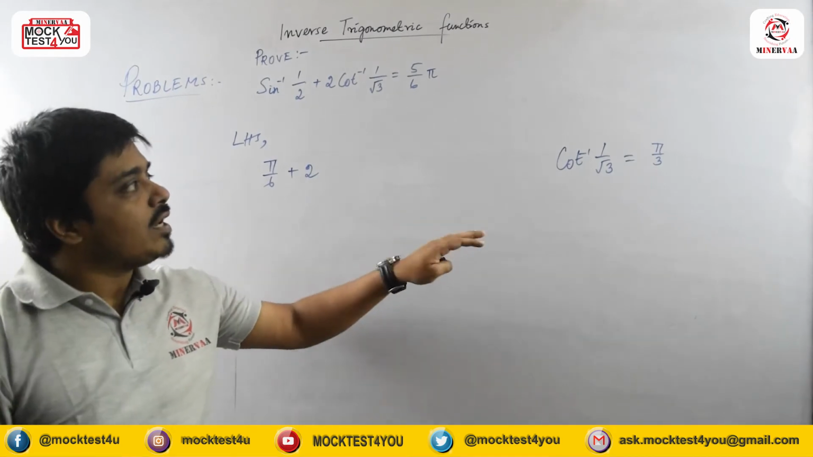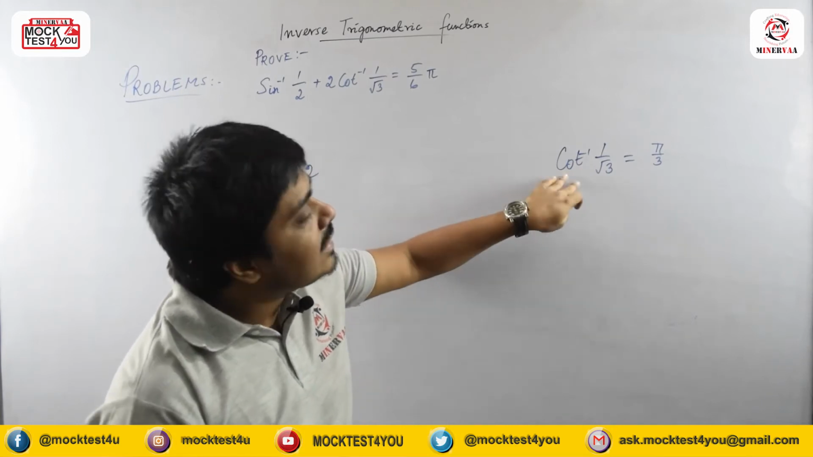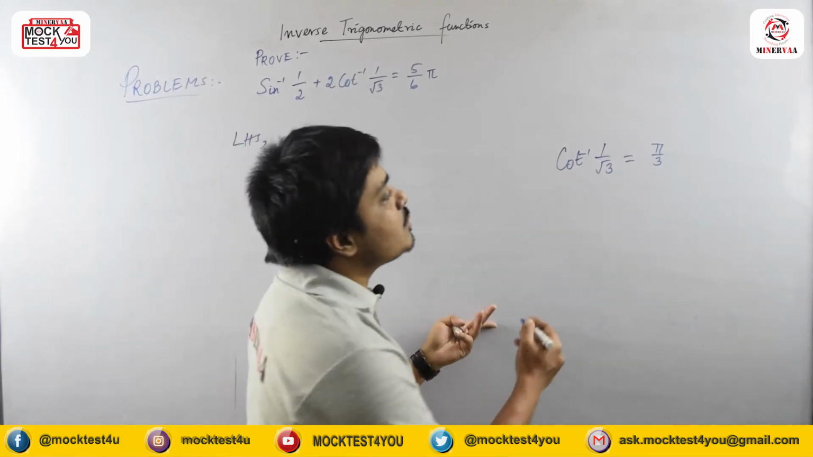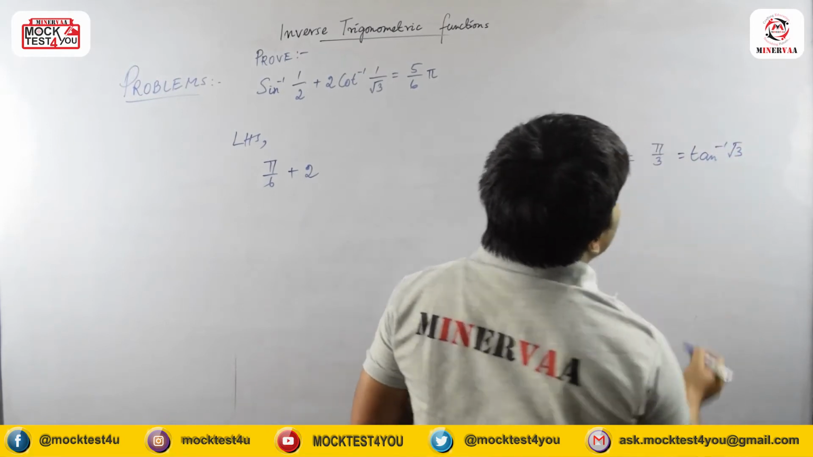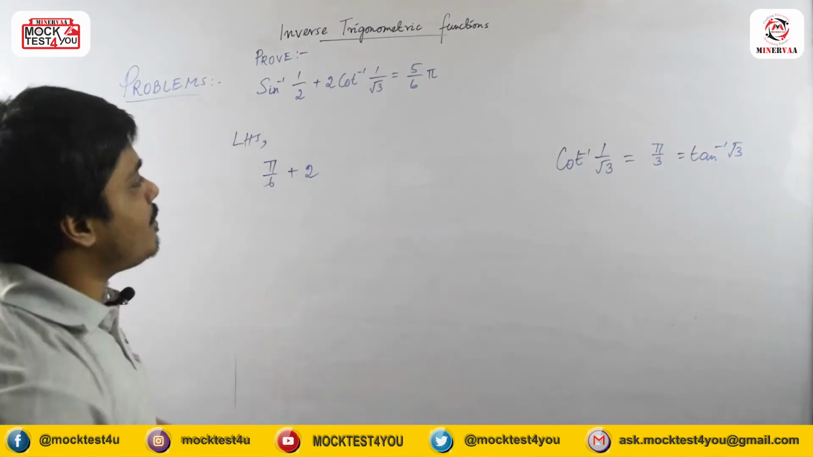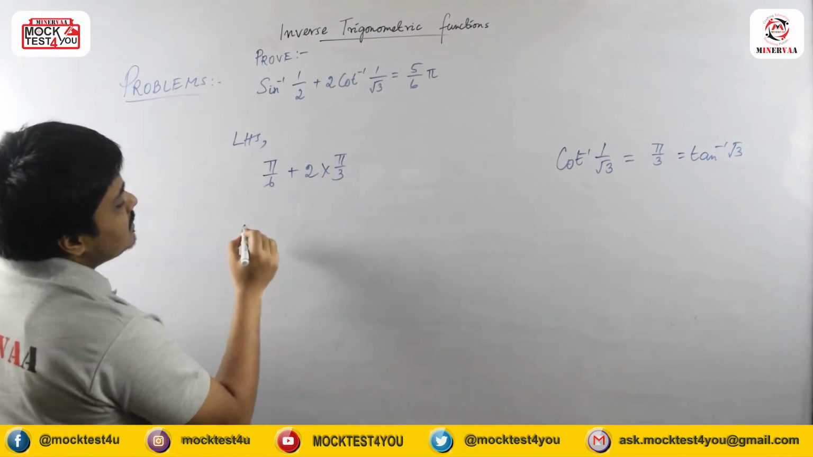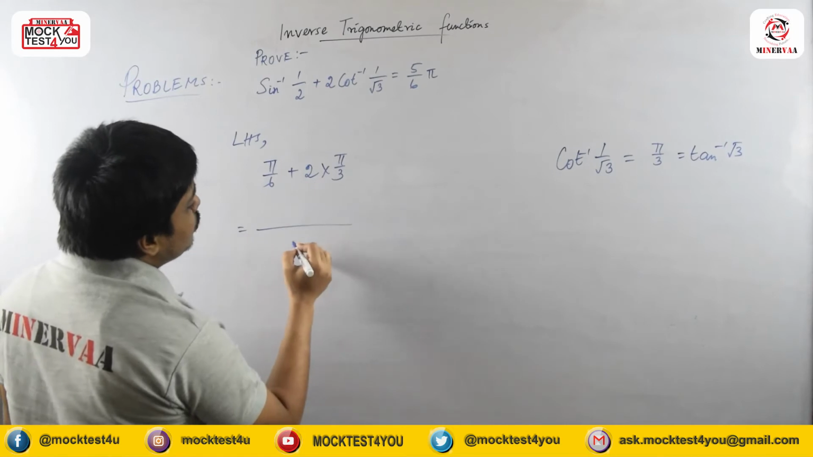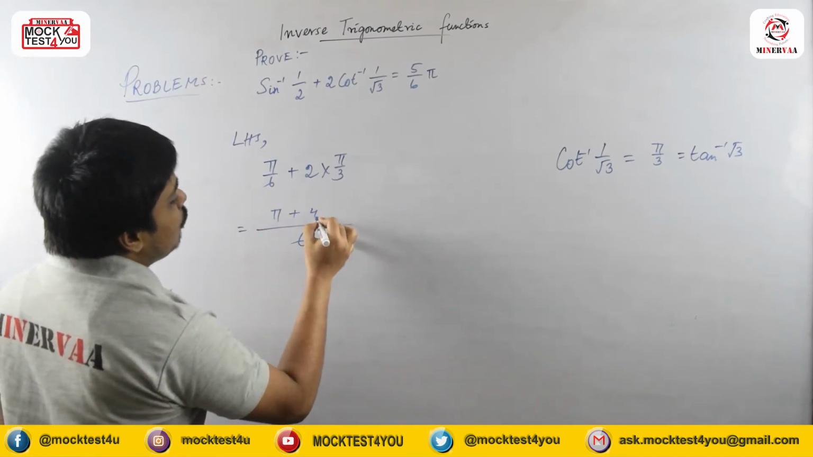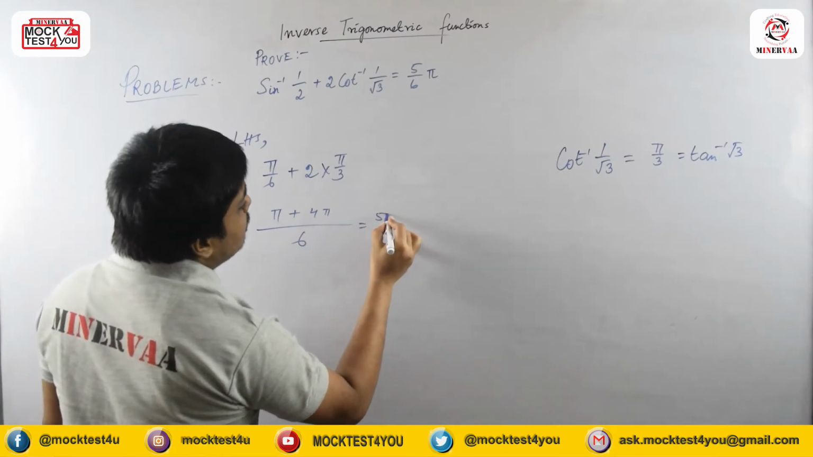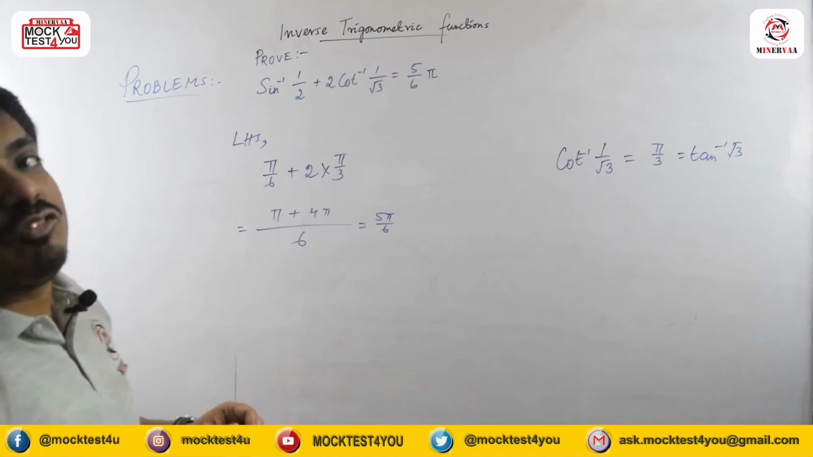It's not pi by 3. Look here, cot inverse 1 by root 3 is equal to tan inverse root 3. And tan inverse root 3 is what? 60 degrees, and that is pi by 3. So I will write here 2 into pi by 3. So how much is that? Let us do the LCM. So we get 6 in the denominator, pi plus 4 pi. So we are getting 5 pi by 6. I know it's a very, very easy problem, but we have to do it.